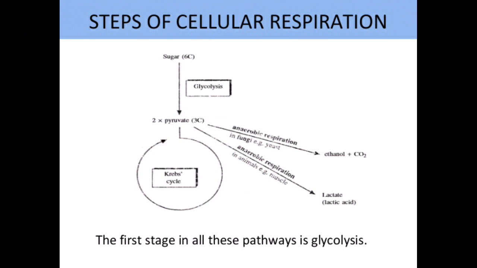See the first step, that is glycolysis, where sugar is broken down into two molecules of pyruvic acid. That pyruvic acid undergoes anaerobic respiration and forms ethanol and lactic acid, or in the case of aerobic respiration, it goes to Krebs cycle.